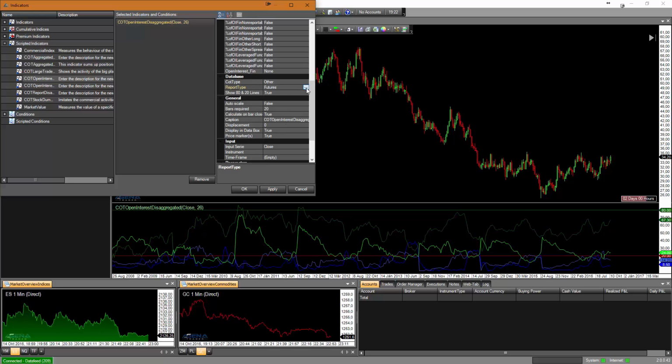Lastly, report type. Under this parameter, select whether the data from the reports should be read only for futures or for futures and options.